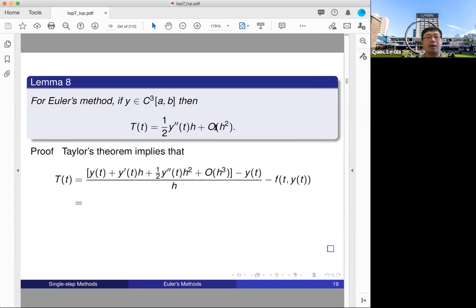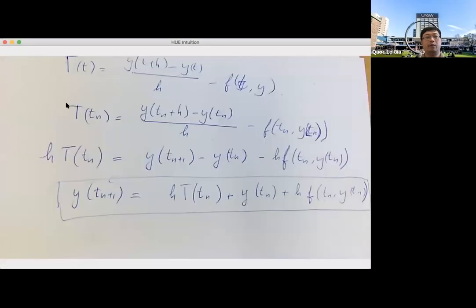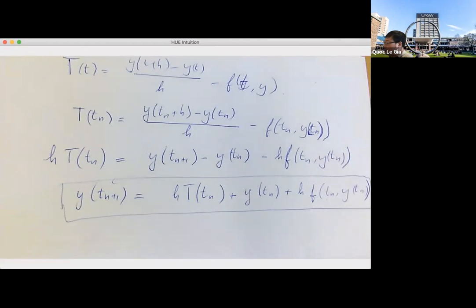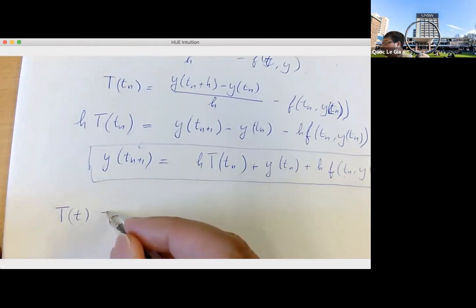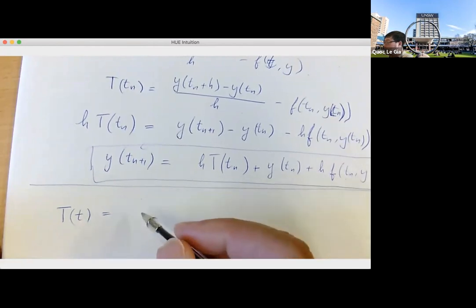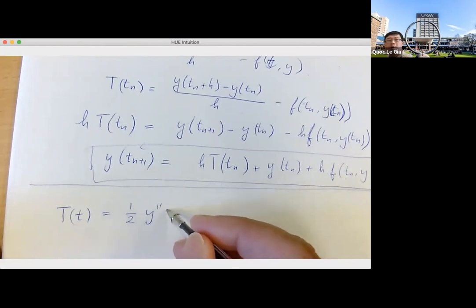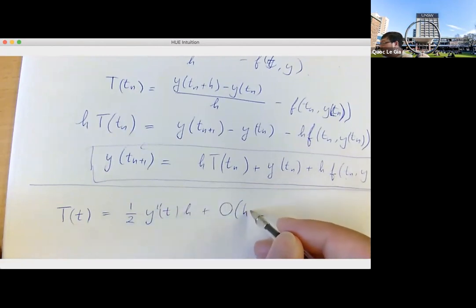Well, I just use Taylor's theorem. Let me write down the proof. Maybe I went a bit too fast here. Now first we want to show that T, the local truncation error, is just 1/2 y double prime times h plus O of h squared.